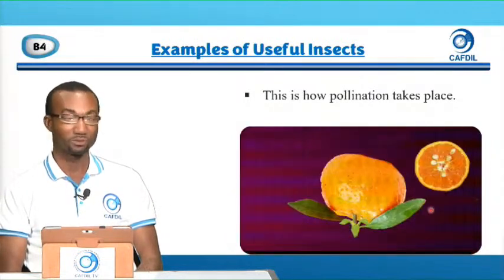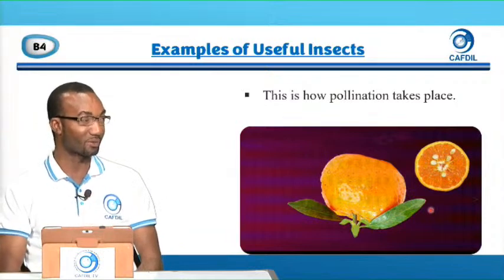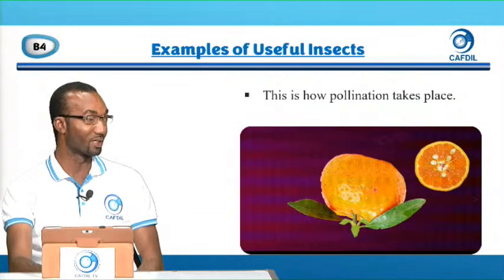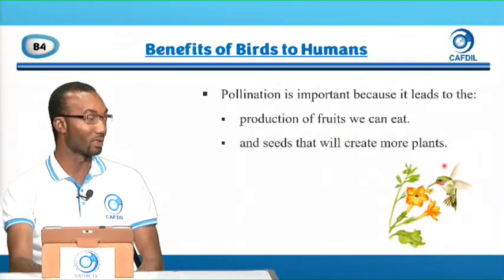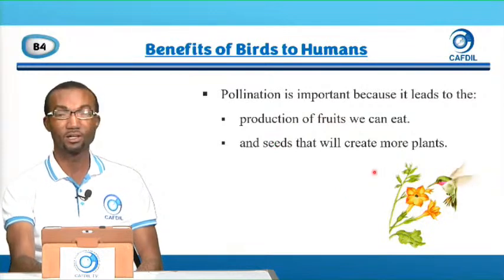All the fruits that we eat, after some time we get fruits like the orange on your screen. So we get the fruits and we get the seeds as well. So Kate, pollination is important because it leads to the production of fruits, as we saw, and seeds that will create more plants.